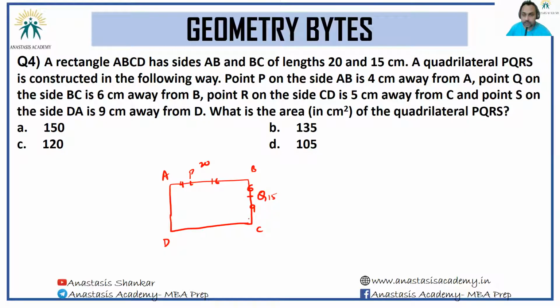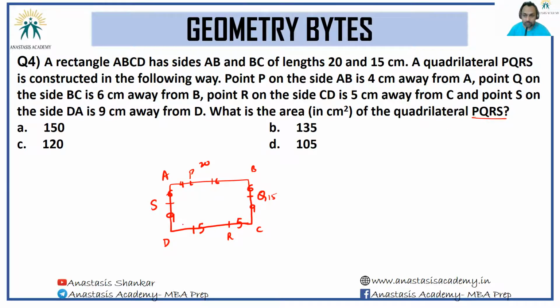Point R is on side CD 5 centimeters from C. R here, 5 here, 15 here, cool. Sorry, point S is on side DA 9 centimeters from D. So 9 here, 6 here, and this is PQRS. What is the area in centimeter square of the quadrilateral PQRS?